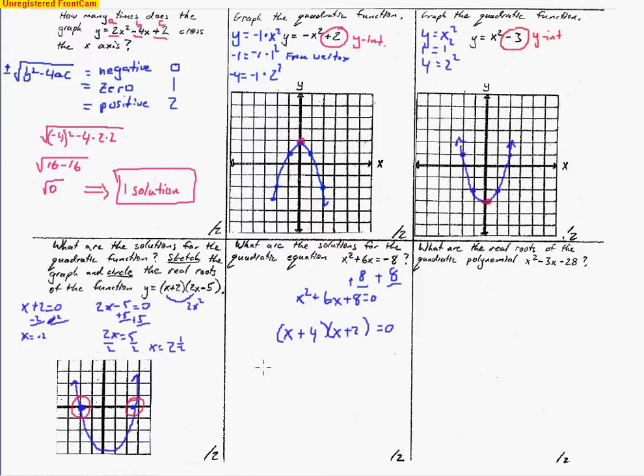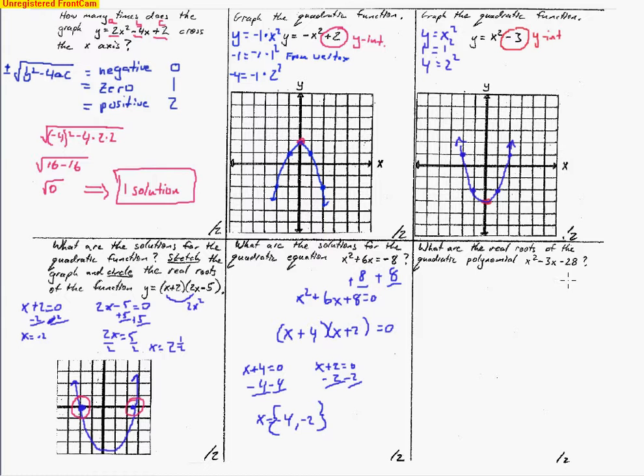Well, from there, you've just got to take those factors and set them equal to 0. And then from there, you solve for x. And so we end up having to subtract the 4. And one of the answers is negative 4. The other answer is, when we subtract the 2, we get negative 2. So those are the 2 x-intercepts, 2 solutions.